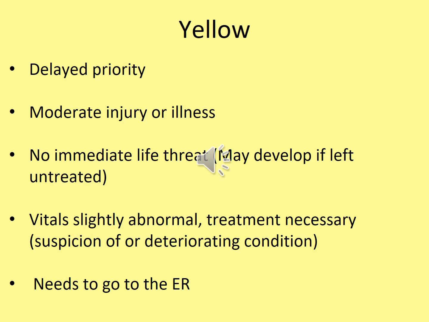So once we move up from code green and we get into the more sick patients, we move into this yellow category, which is kind of your delayed priority. There's something wrong with these patients. They've got a moderate illness or injury. They could become worse, but right now they are not dying. Like at this moment in time, this patient is not dying. But if I leave them alone and I don't get them treatment, they may get there. So they need a ride to the hospital. They need more advanced treatments.